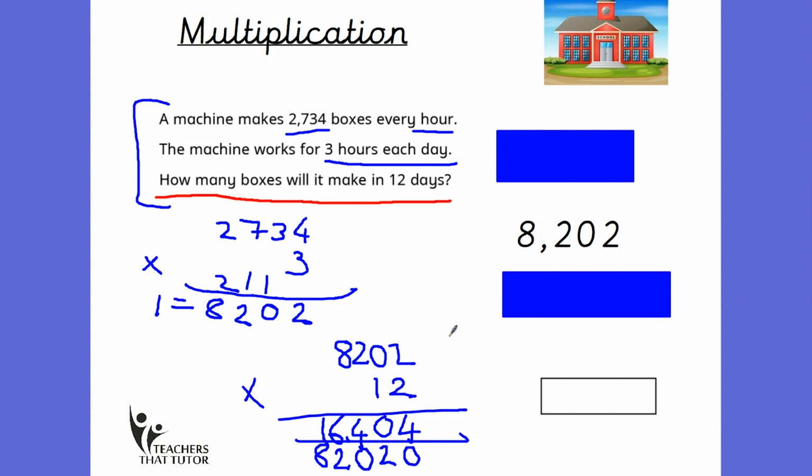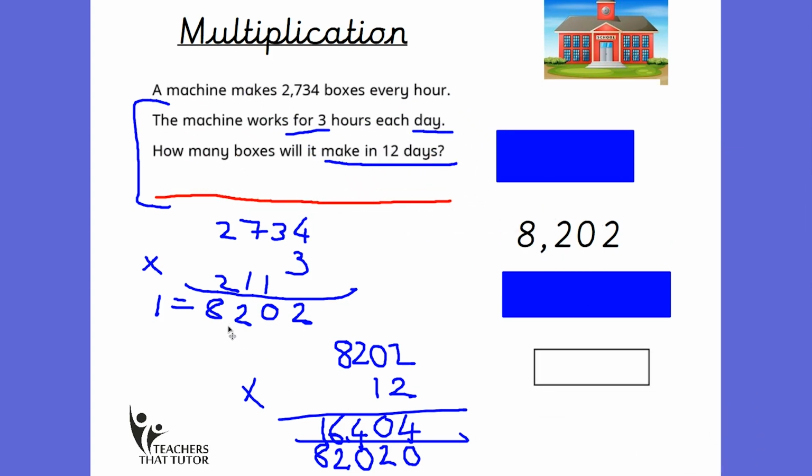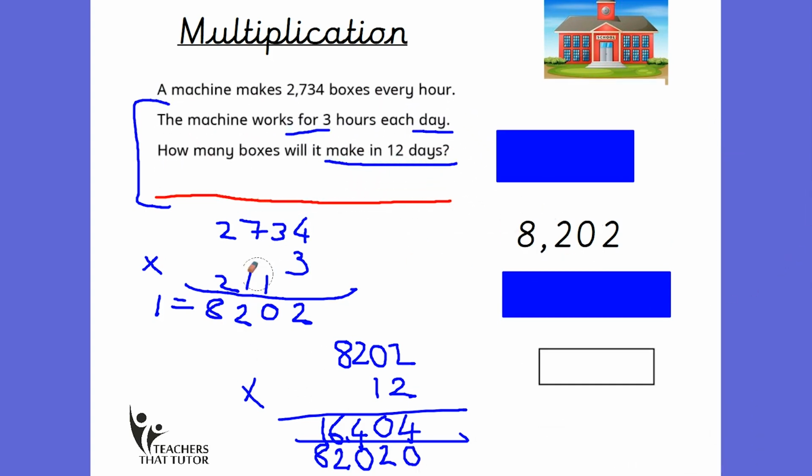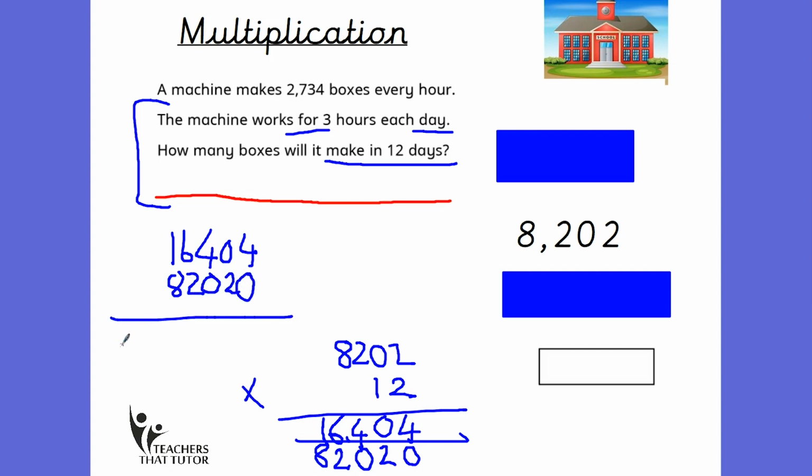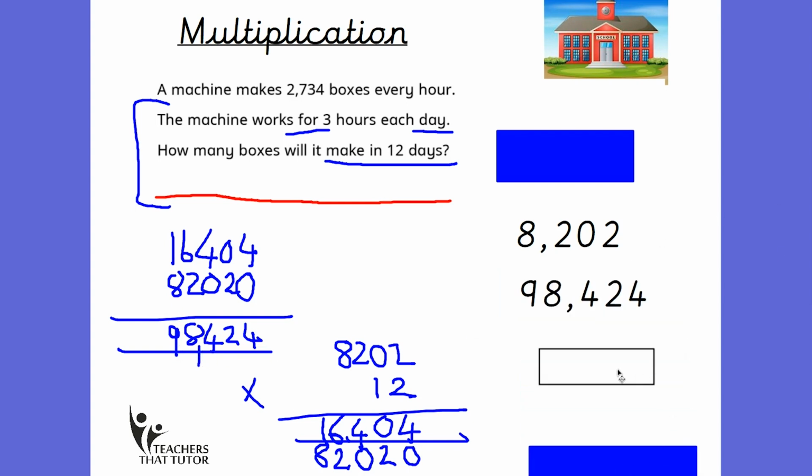It's getting quite congested now. Let's just give myself some space. So up here, I need to do 16,404, add 82,020, which is the final part. And I'm just doing it over here so that you can see it, and so that I've got myself some space here. So 4 add 0 is 4, 0 add 2 is 2, 4 add 0 is 4, 6 and 2 is 8, and 8 and 1 is 9. 98,424 boxes in 12 days.